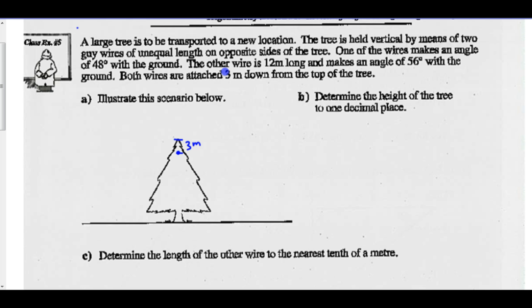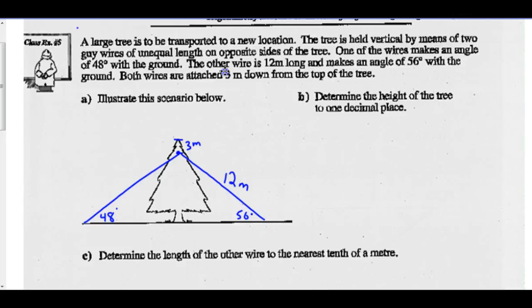One guy wire is shorter than the other one. So one guy wire makes an angle of 48 degrees with the ground. So we'll say that's 48 degrees. The other guy wire makes a larger angle, 56 degrees with the ground, and it's 12 meters long. So this is a larger angle, 56 degrees, and this is 12 meters long. So I've illustrated this scenario.